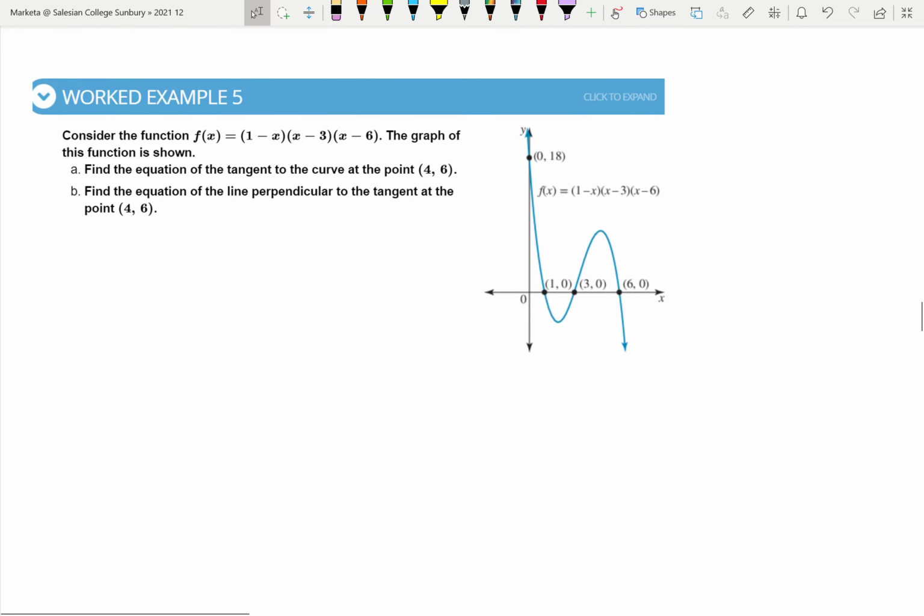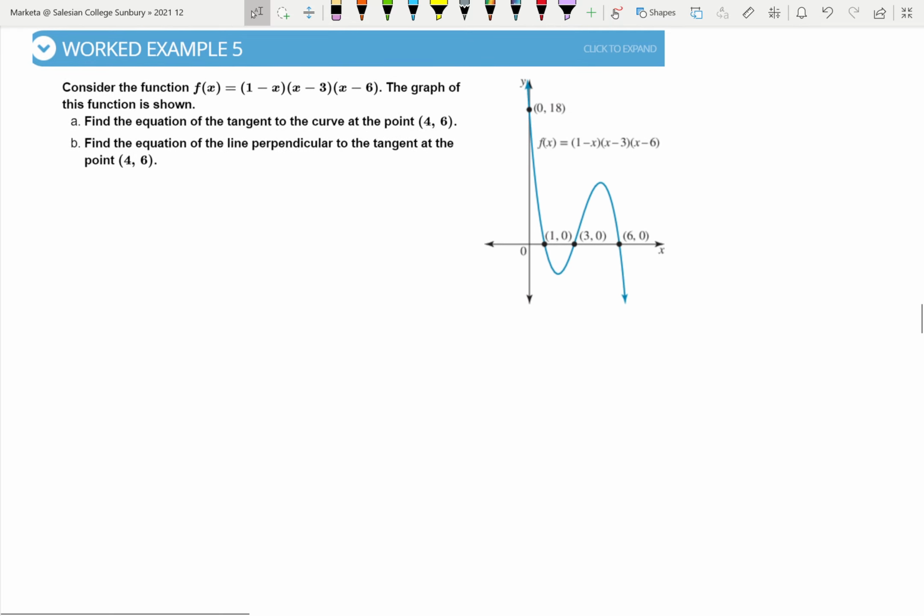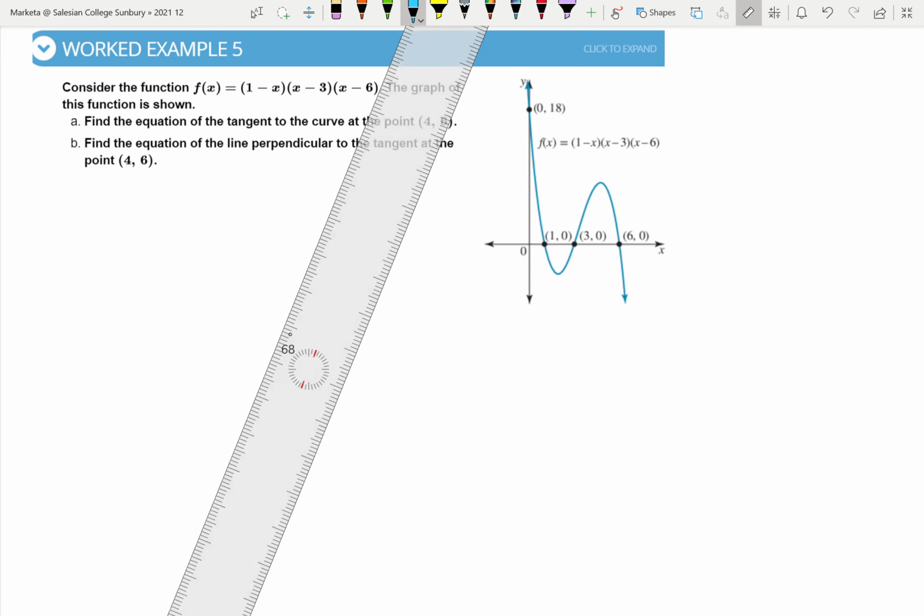Let's move on. A last example. All right. Consider the function f of x. The graph of the function is shown. Okay, fine. Find the equation of the tangent to the curve at the point (4, 6). Okay, let's draw a picture. They've already given us the picture of the curve. I'm going to draw the tangent on. So I might use that handy ruler.